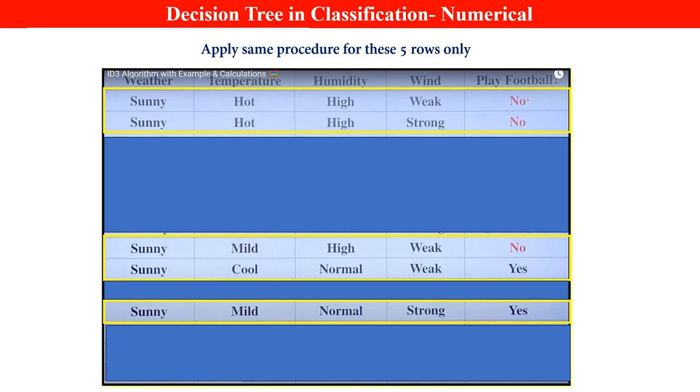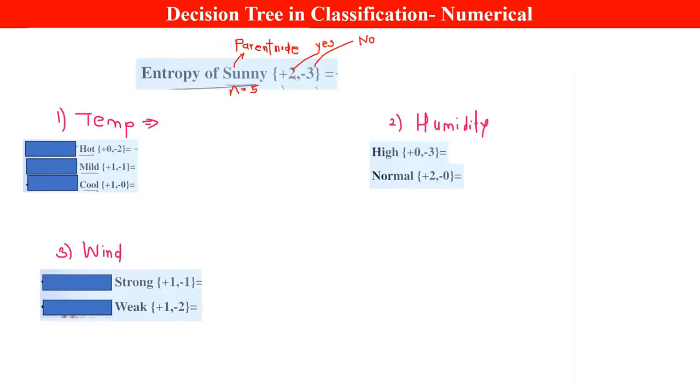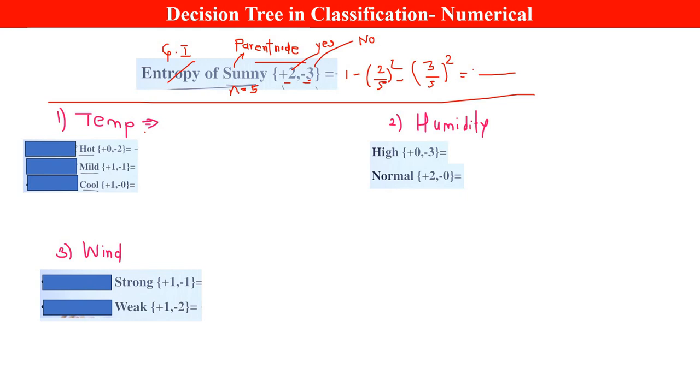So now select all sunny. In sunny we have 2 yes and 3 no's, so total observations are 5. So 1 minus probability of yes, 2 by 5 square, minus no's, 3 by 5 square. We can also calculate the Gini index for the parent node, though it is not required. We want only the below part. We have to calculate the GI for all these 3 parts.